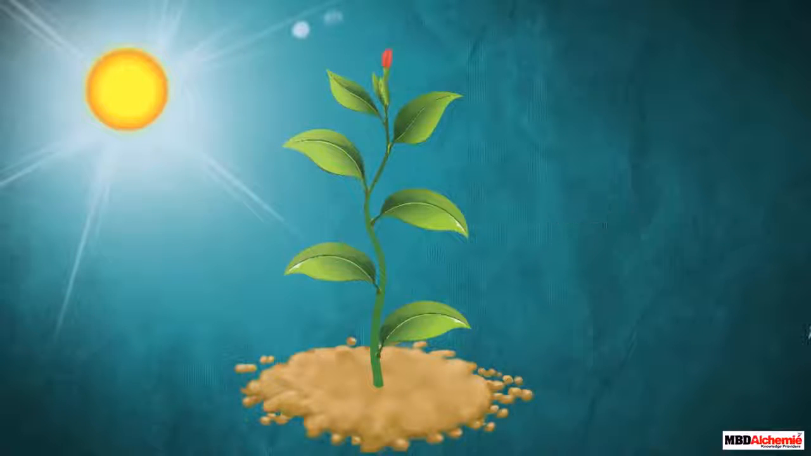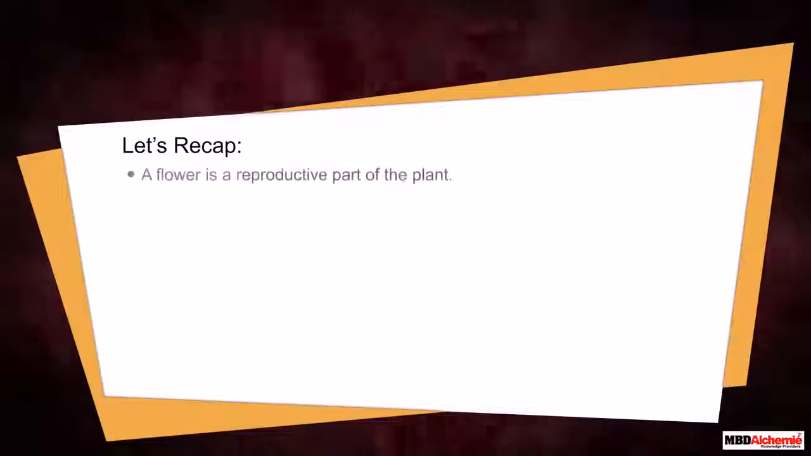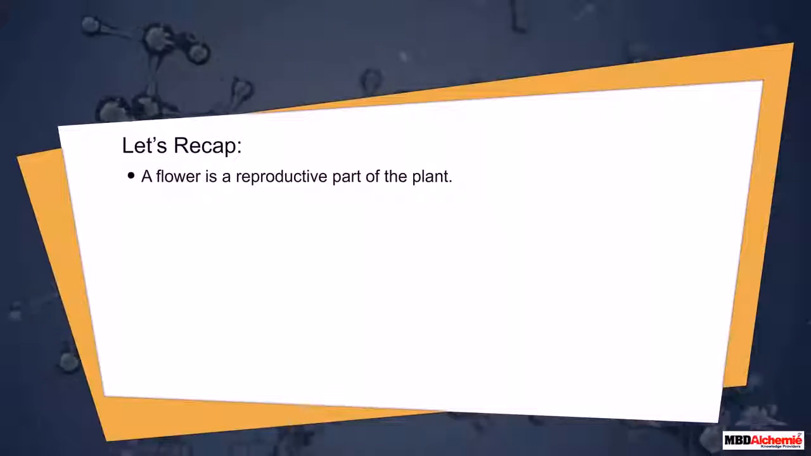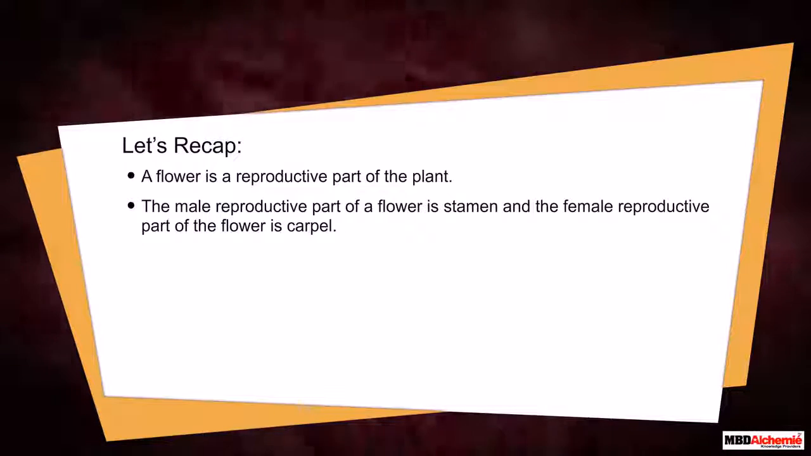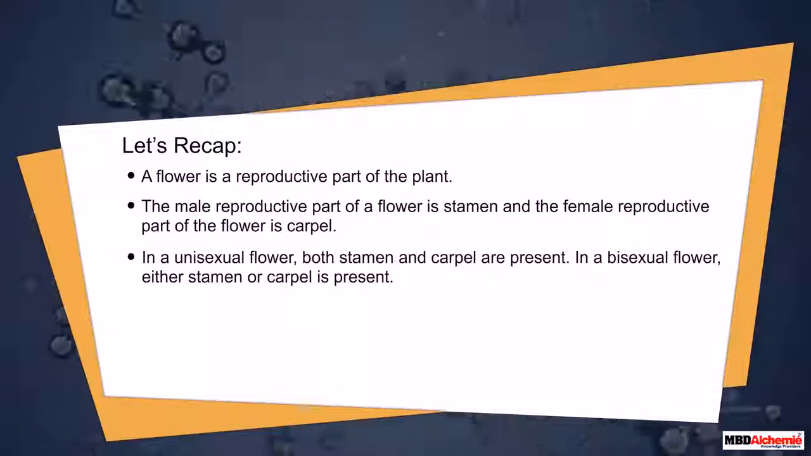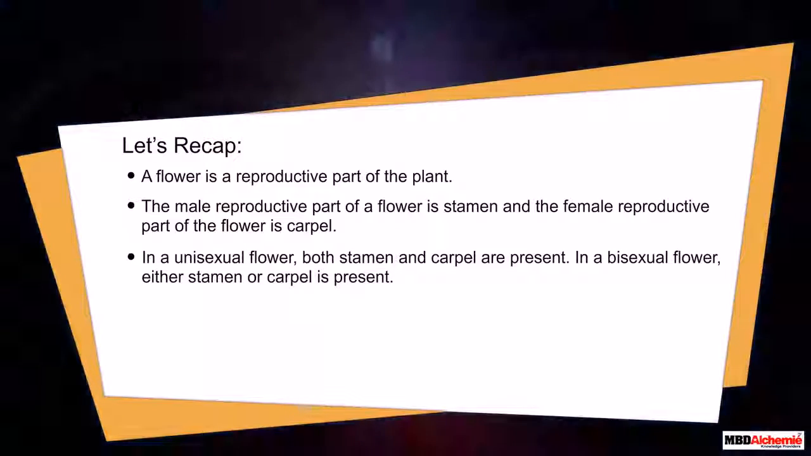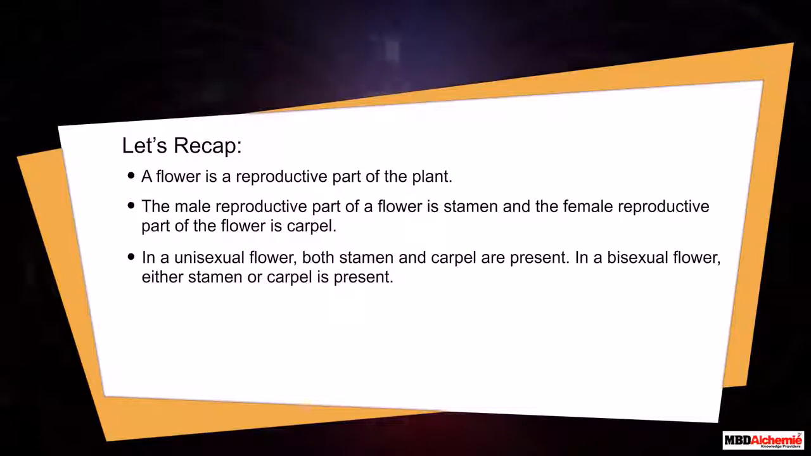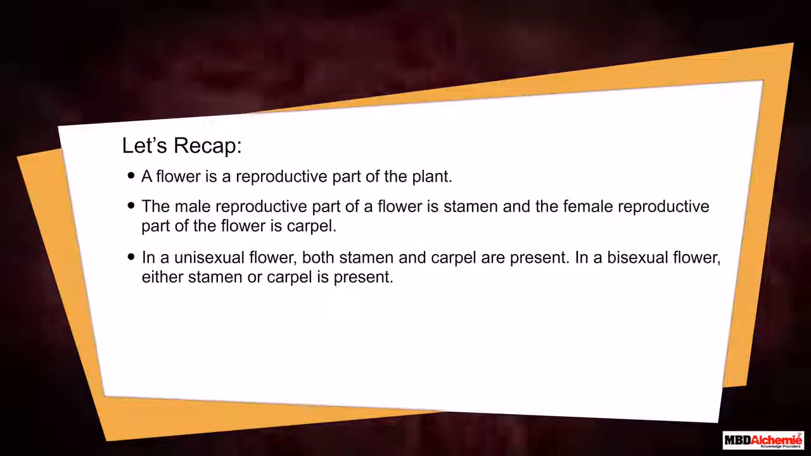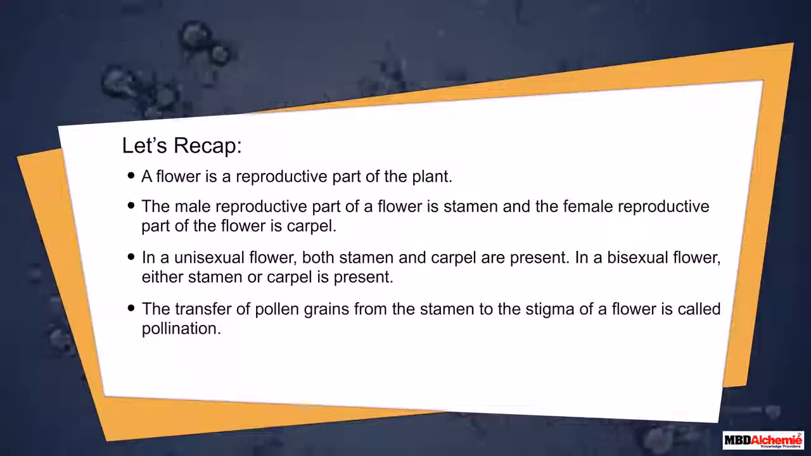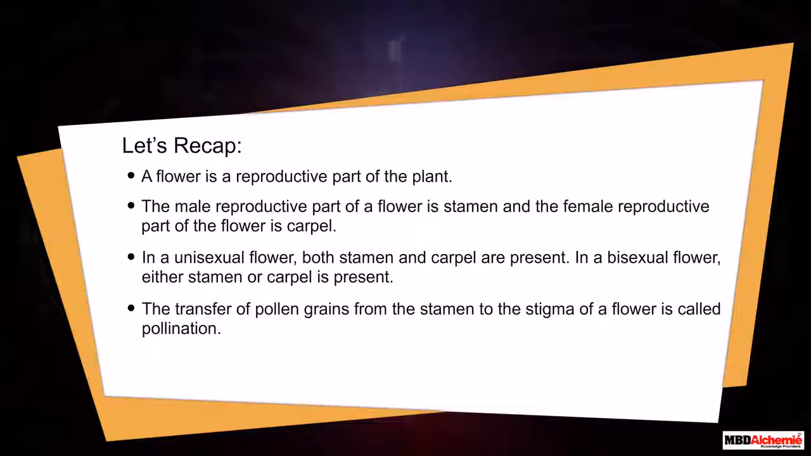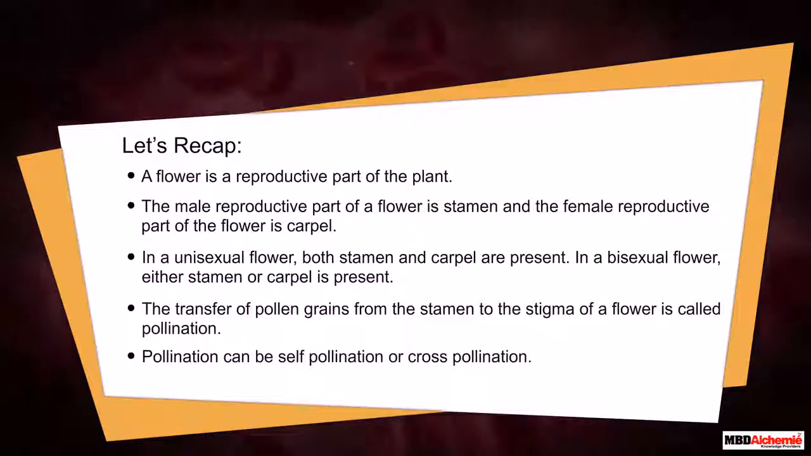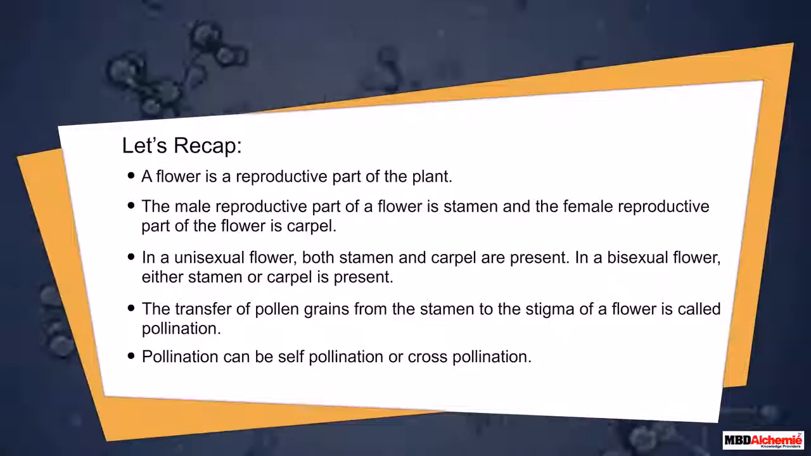Let's recap. A flower is a reproductive part of the plant. The male reproductive part of a flower is stamen and the female reproductive part of the flower is carpel. In a unisexual flower, both stamen and carpel are present. In a bisexual flower, either stamen or carpel is present. The transfer of pollen grains from the stamen to the stigma of a flower is called pollination. Pollination can be self-pollination or cross-pollination.